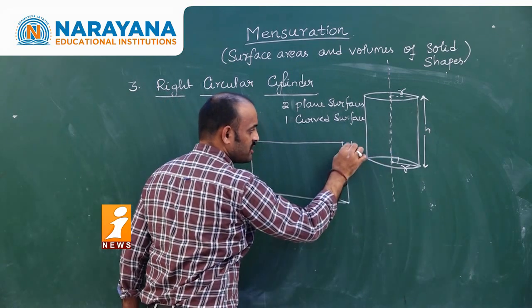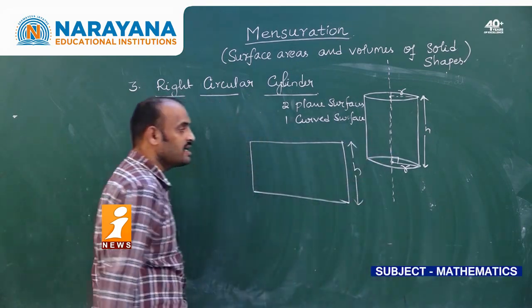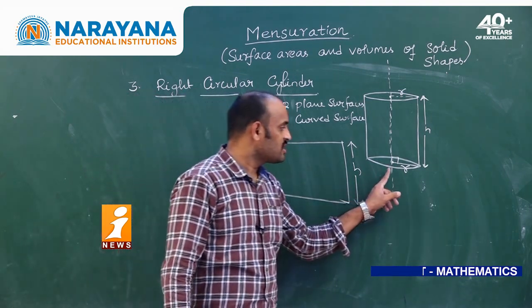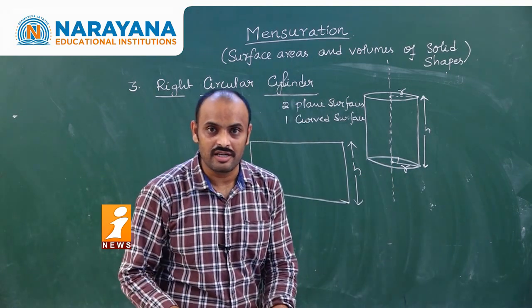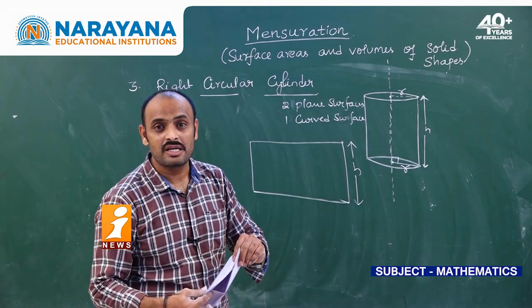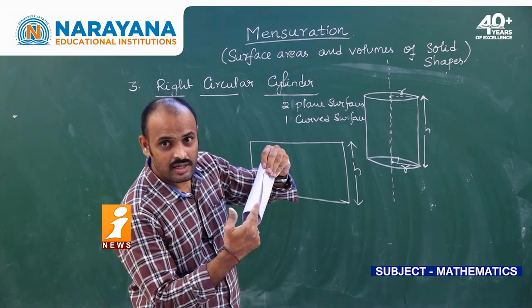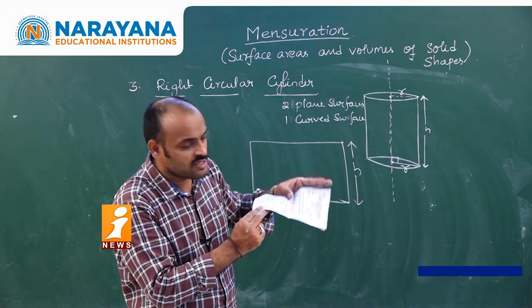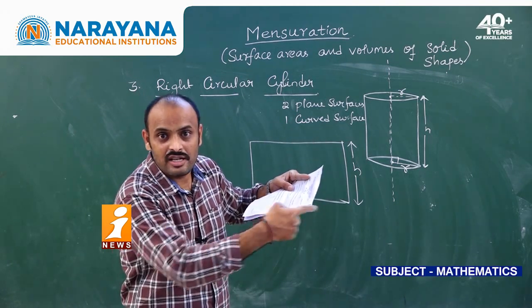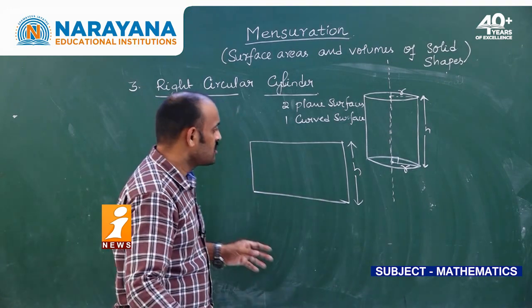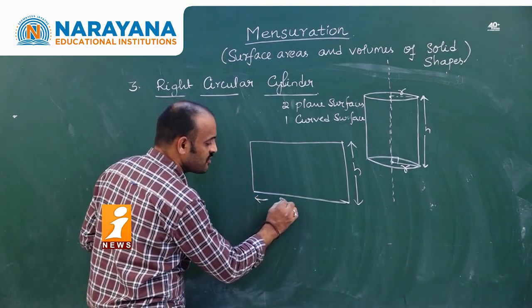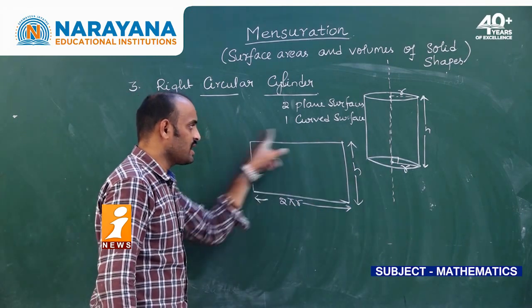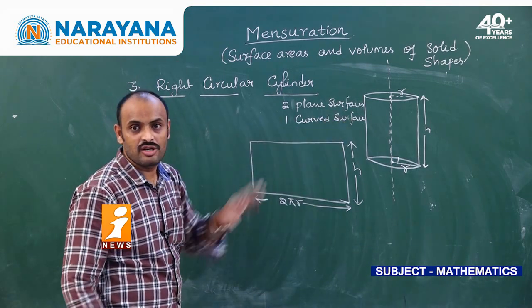The height is nothing but the breadth here. Then what is going to be the length? Length is nothing but the circumference of the cylinder base. What is the base here? Circle. If I cut it here, whatever the circumference I have, it is going to be opened like this. That means the length is nothing but the circumference of the circle. So what is the circumference of a circle? Which is nothing but 2 pi r. So the area of this rectangle is nothing but the CSA of the cylinder.